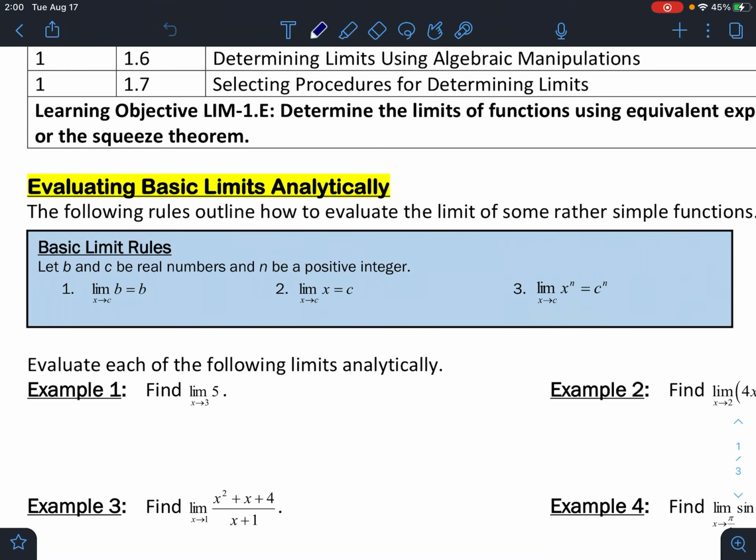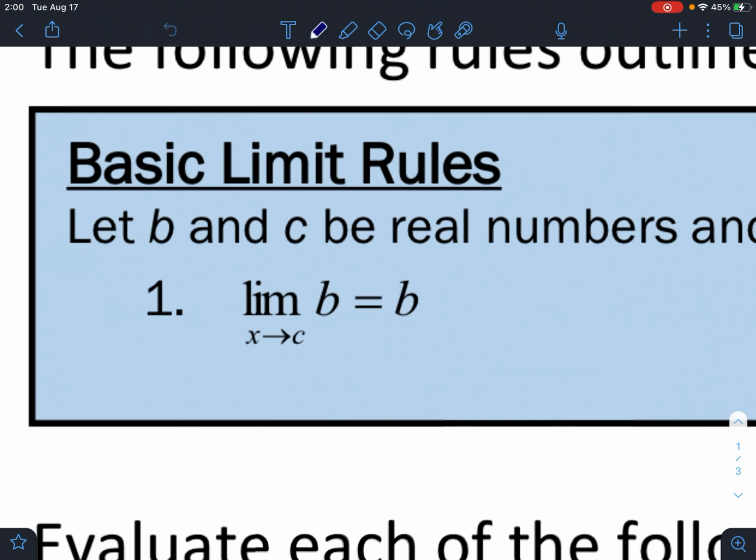If we're trying to find the limit as x approaches c of just a constant b, if you think about what that graph would be, that would just be a horizontal line, y equals b. Okay, so no matter what x value we pick, we're going to get the same y value back, b. So the limit as x approaches c of any constant b is always b.